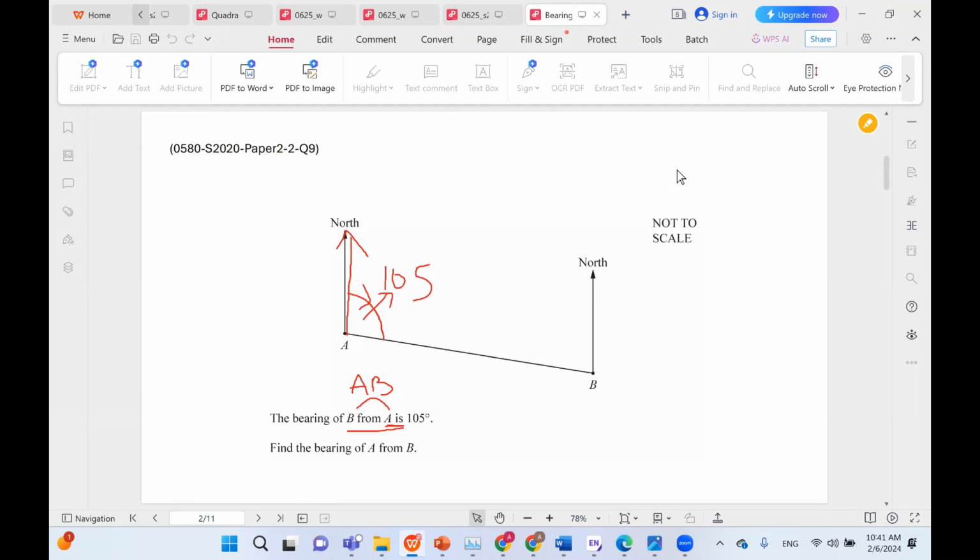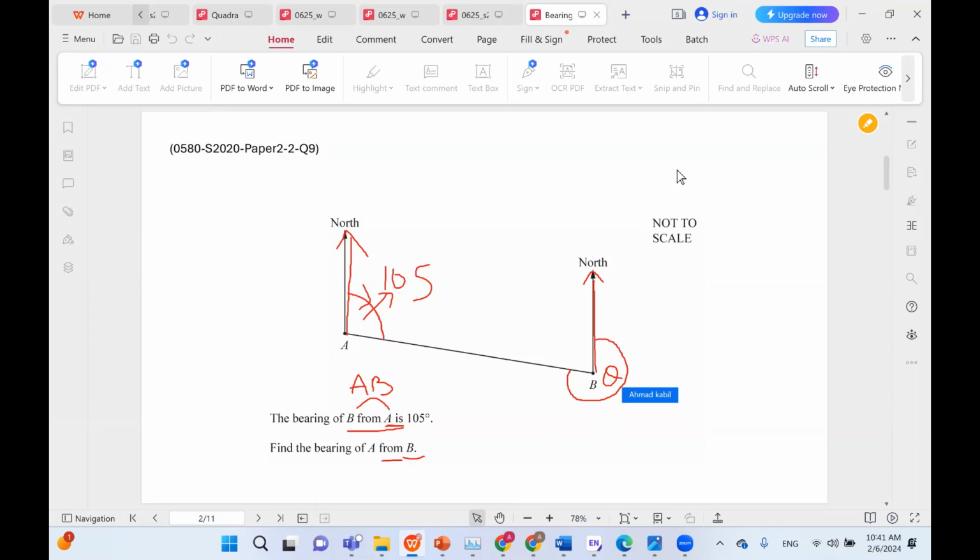Now, we want the bearing of A from B. Again, we start by drawing a north at the letter that is after the word from. So at B, we draw the north. Again, here it's already drawn for you. And we move in the clockwise direction until we find the line AB. So we are looking to find this angle theta.